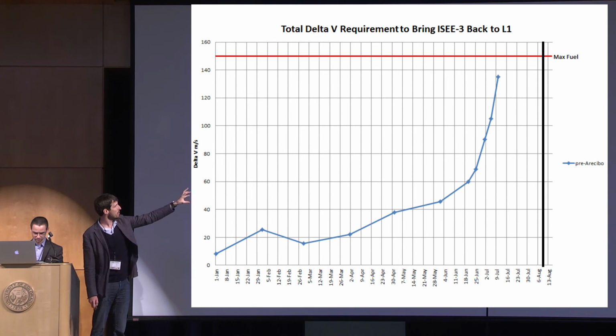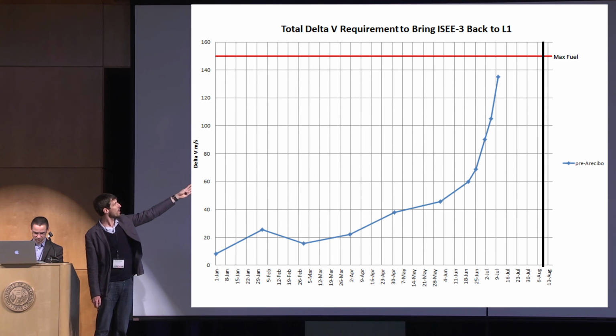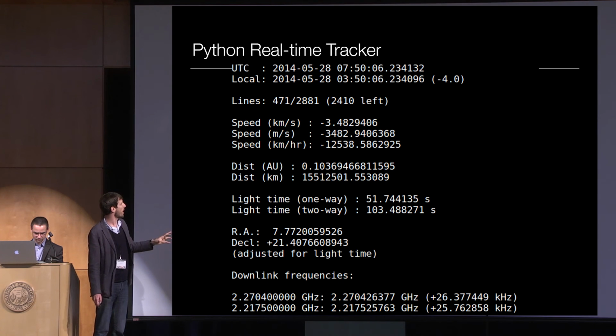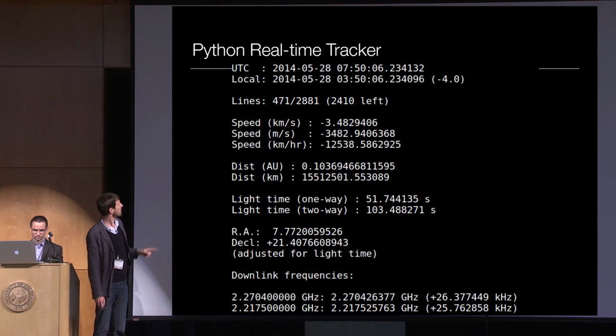We did some calculations, and they discovered that there was just enough fuel before a particular date to fire it, to bring it back. At the time we started working on it, it was 15 million kilometers away, moving toward the Earth at 3.4 kilometers per second, very fast.